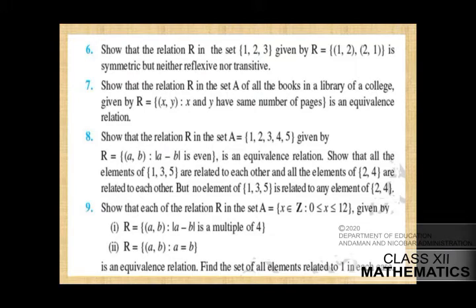Show that the relation R in the set A of all the books in a library of a college given by R = {(x, y) : x and y have the same number of pages} is an equivalence relation. That means in this question you have to prove R is reflexive, symmetric and transitive. It is again a very simple question. X and y have same number of pages.